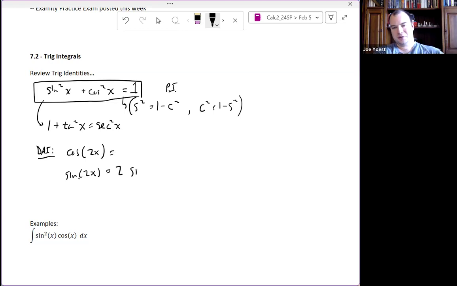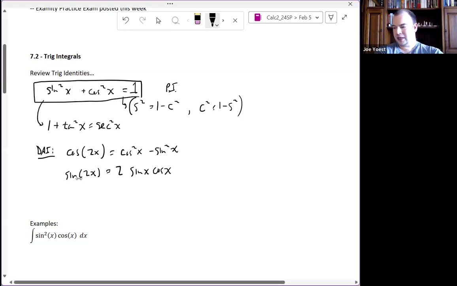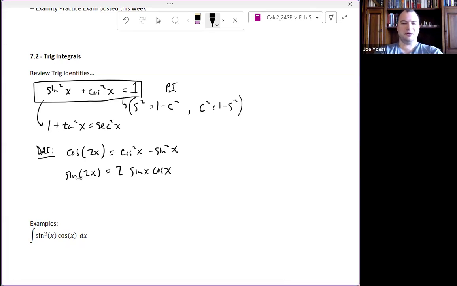Sine of 2x is 2 sine x cos x. And cos of 2x is cos squared minus sine squared. Anytime we have an identity or a formula with a minus in it, it's easy to forget which order things go and to get off by a negative. But if we plug in x equals 0, cos of 0 on the left should be 1, cos squared of 0 on the right is 1, sine squared of 0 is 0. So if I mistakenly thought it was sine squared minus cos squared, I would be claiming that for x equals 0, 1 equals negative 1.